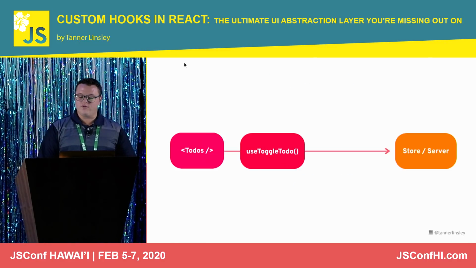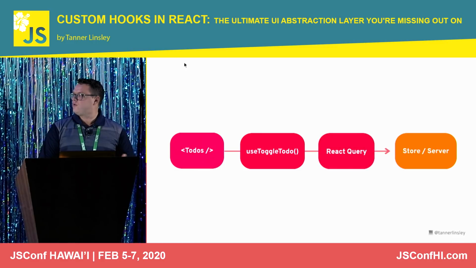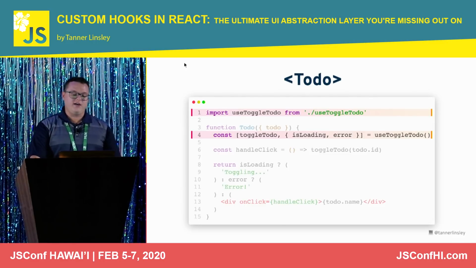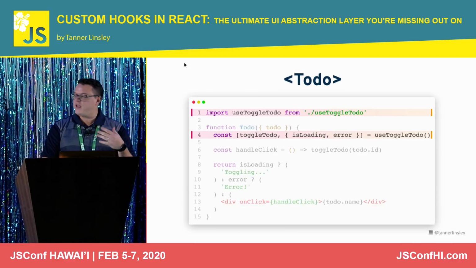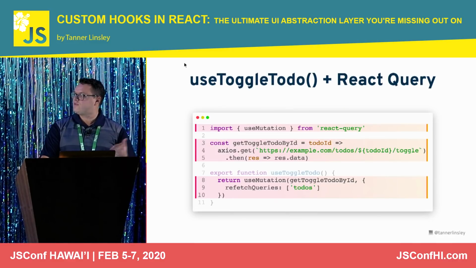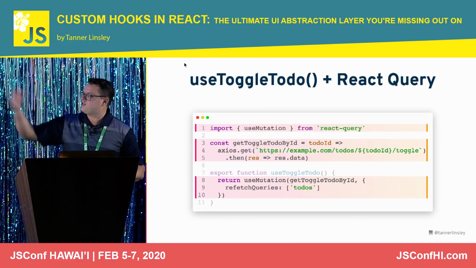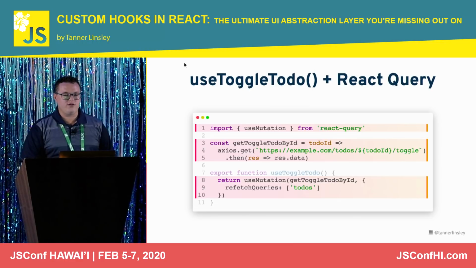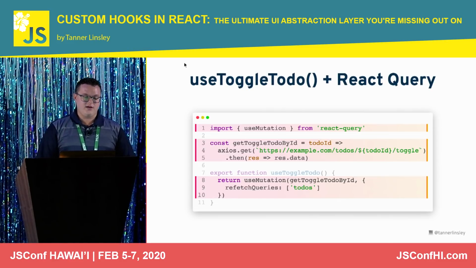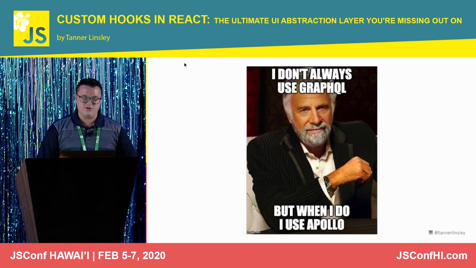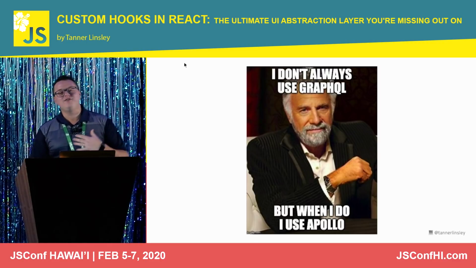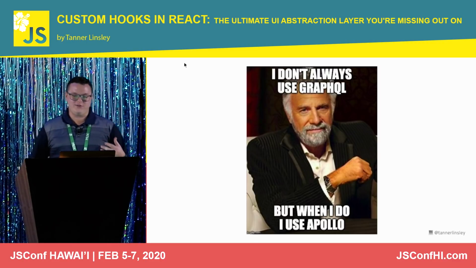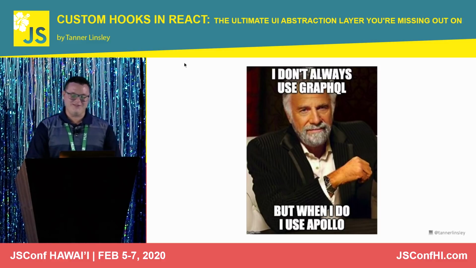Same thing we could do for the mutations. We could add in React Query for the use toggle to-do. And in fact, React Query handles a lot of the invalidation for mutations. So running this mutation would invalidate all of the other queries on the page, getting to-dos, and it would cause all of them to update. It's not very dissimilar to tools like Apollo. And I don't use GraphQL a whole lot, but when I do, I enjoy using Apollo.